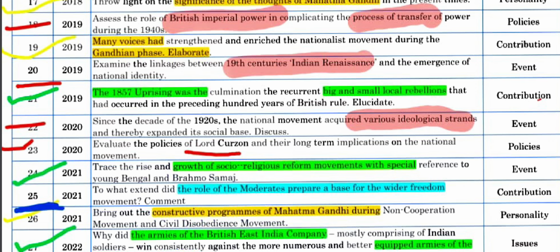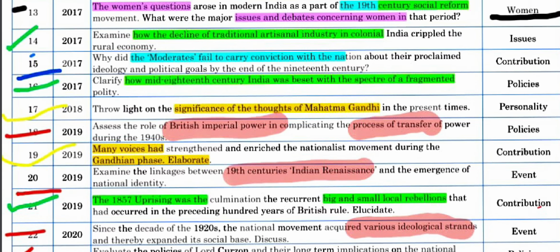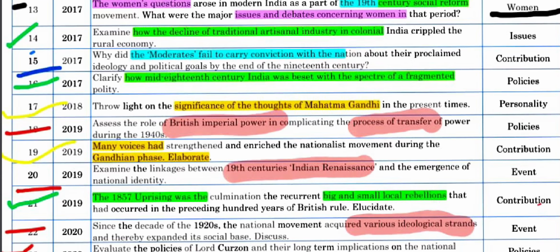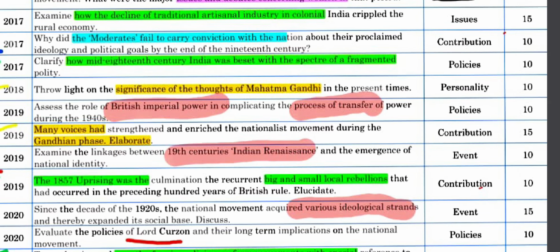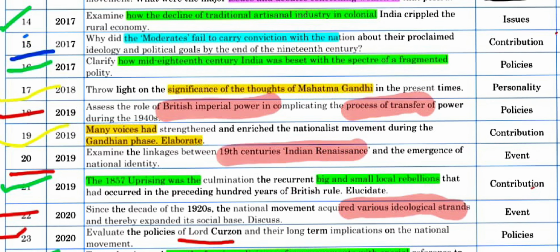So Indian Renaissance, ideological strand, new vision of Indian independence, these three we discussed. And then there is one of 2019, question number 18, which I've ticked in red. They are asking about British imperial power and how they complicated the transfer of power during 1940s.